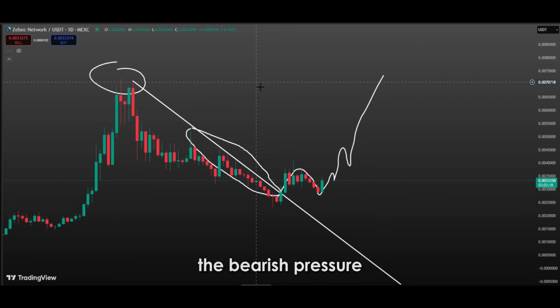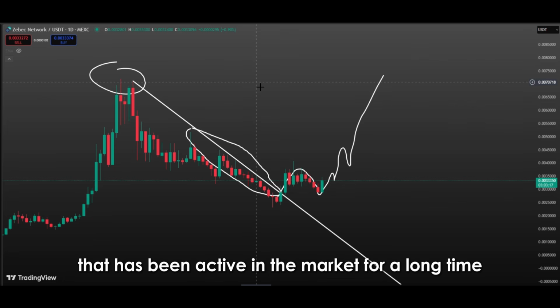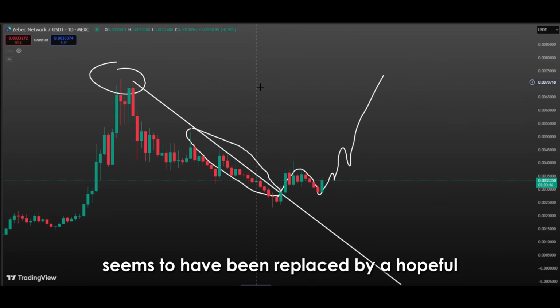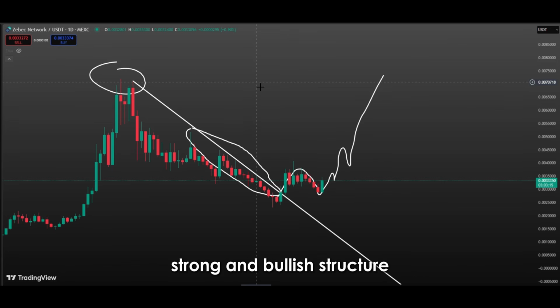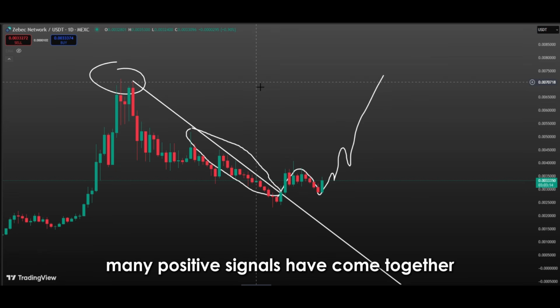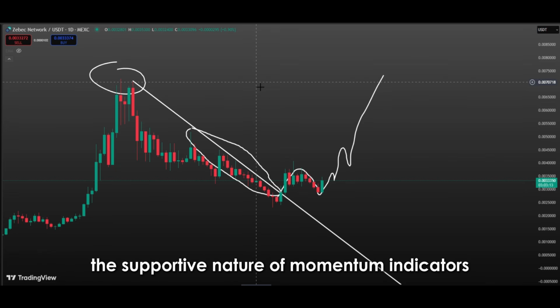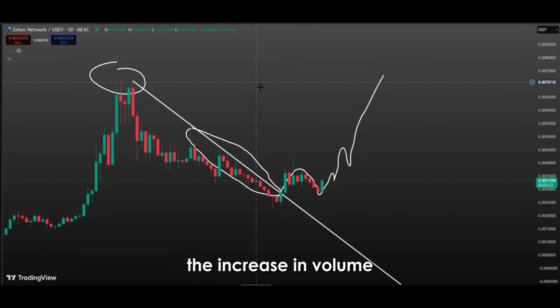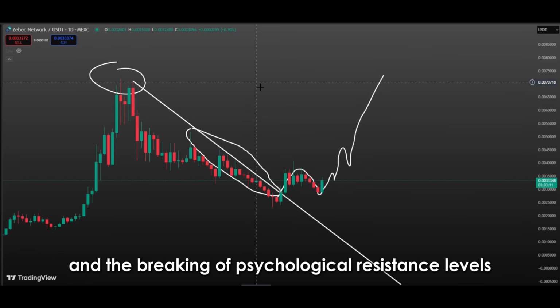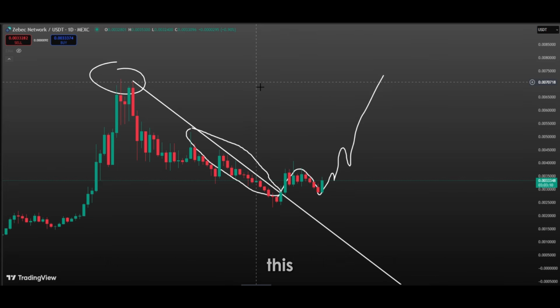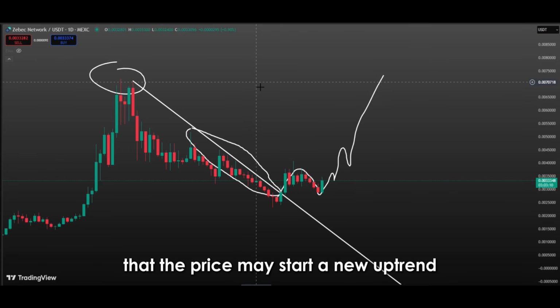As a result, the bearish pressure that has been active in the market for a long time seems to have been replaced by a hopeful, strong, and bullish structure. In terms of technical analysis, many positive signals have come together, such as the breaking of the downtrend, the supportive nature of momentum indicators, the increase in volume, and the breaking of psychological resistance levels. This gives strong hints that the price may start a new uptrend in the near future.